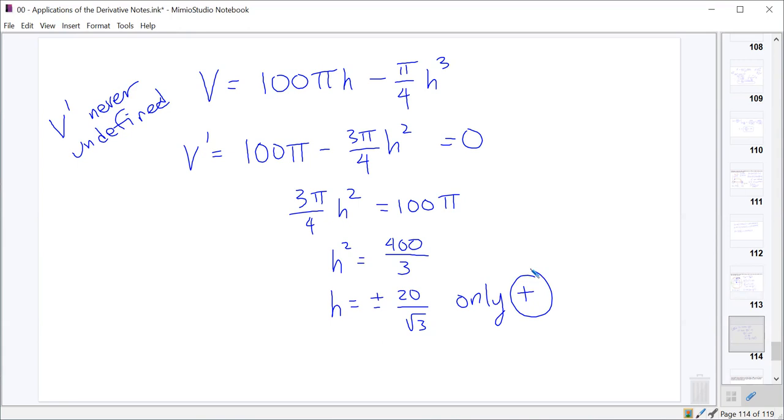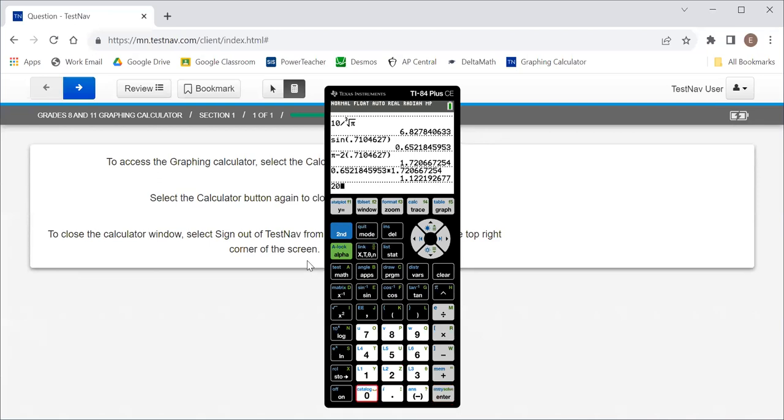So when we make our sign chart, we'll put 0 and 20 on here as endpoints, and we'll throw 20 over root 3 in there. And of course, it might be helpful for us to know what 20 over root 3 is approximately, just to help us with the sign chart. So if we go into our calculator, we can see that 20 over the square root of 3 is equal to 11.5 or so.